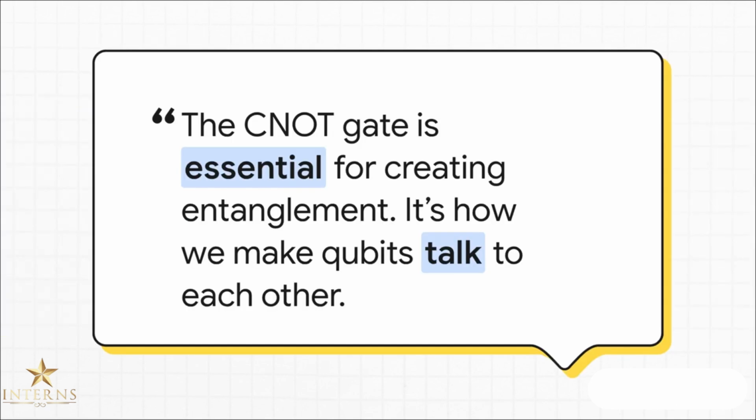And here is the big takeaway, the thing you absolutely have to remember about the CNOT gate. This gate is the fundamental tool we use to create entanglement. This is how we link the fates of 2 different qubits together, turning them into a single connected system, no matter how far apart they are. It is, literally, how we make qubits talk to each other.